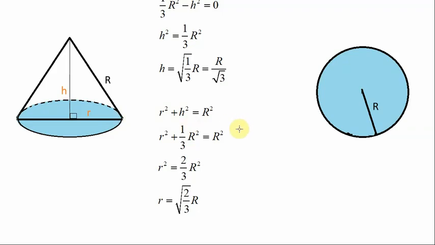And so what it means is that to attain the cone with the largest volume, h, the height of the cone, must be the radius of the circle divided by the square root of 3. And the radius of the base of the cone must be the square root of 2/3 times the radius of the original circle.